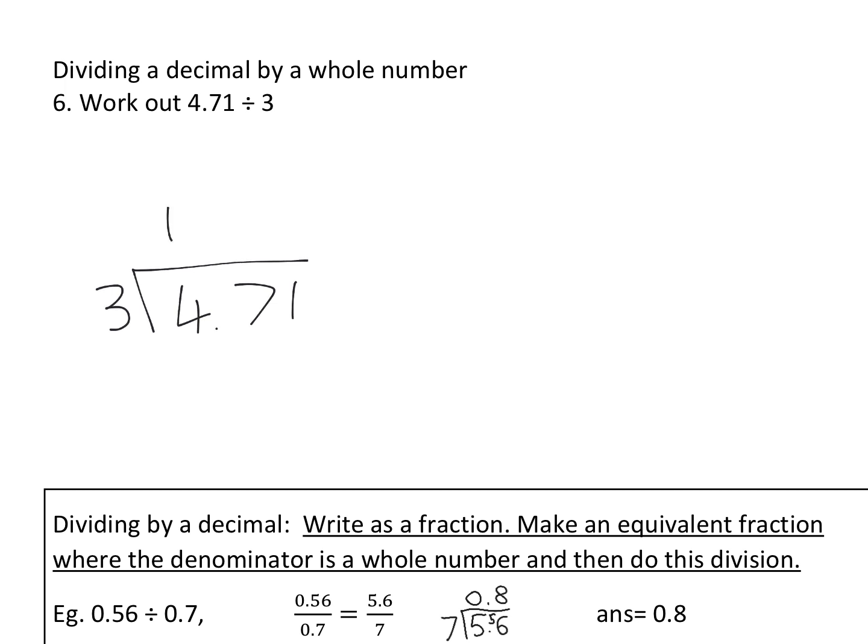3 goes into 4 once, and there's 1 left over. 3 goes into 17 5 times. 3 5s are 15. 2 left over, and 3 goes into 21 7 times. So if you're dividing a decimal by a whole number, it's okay.